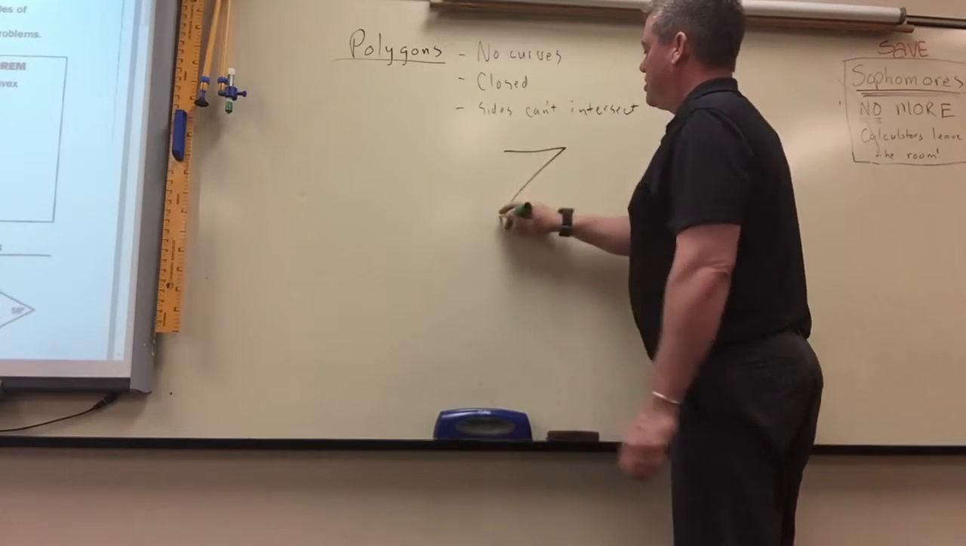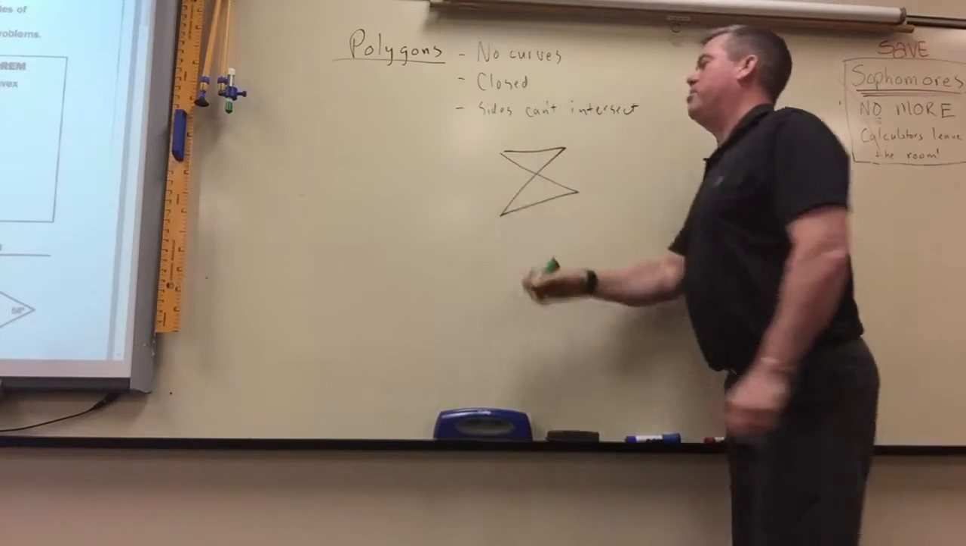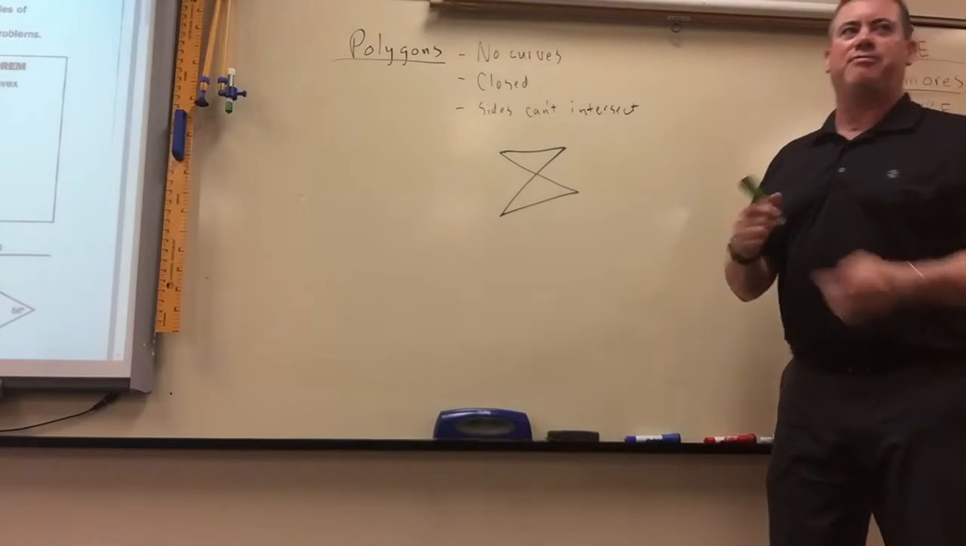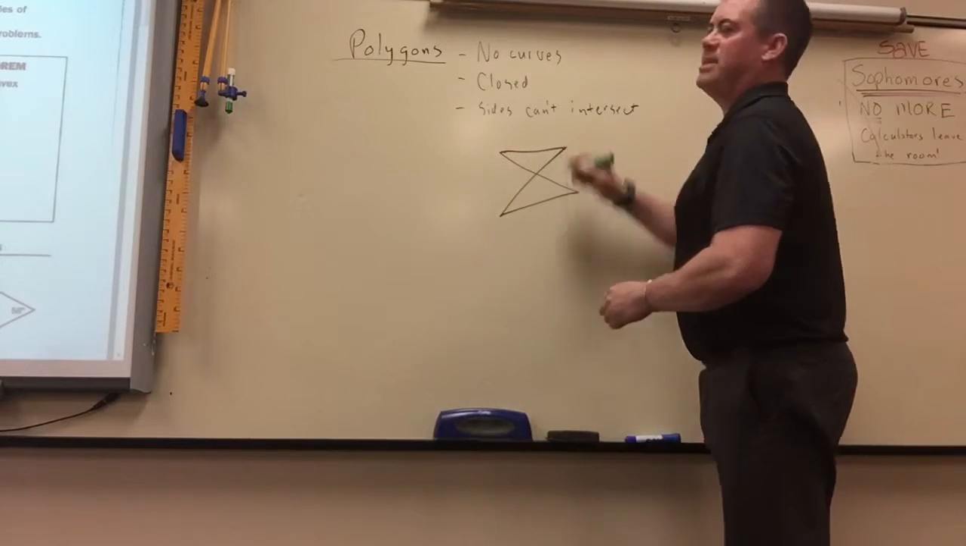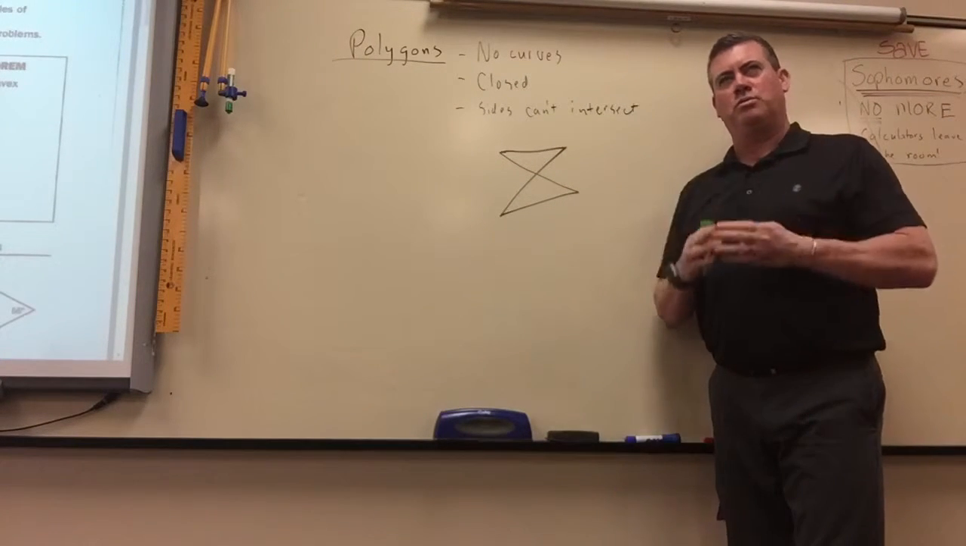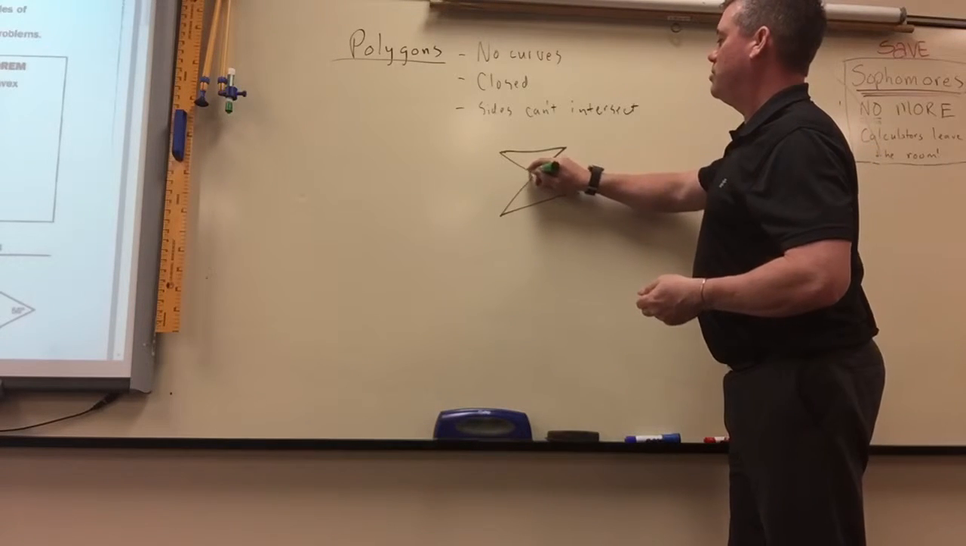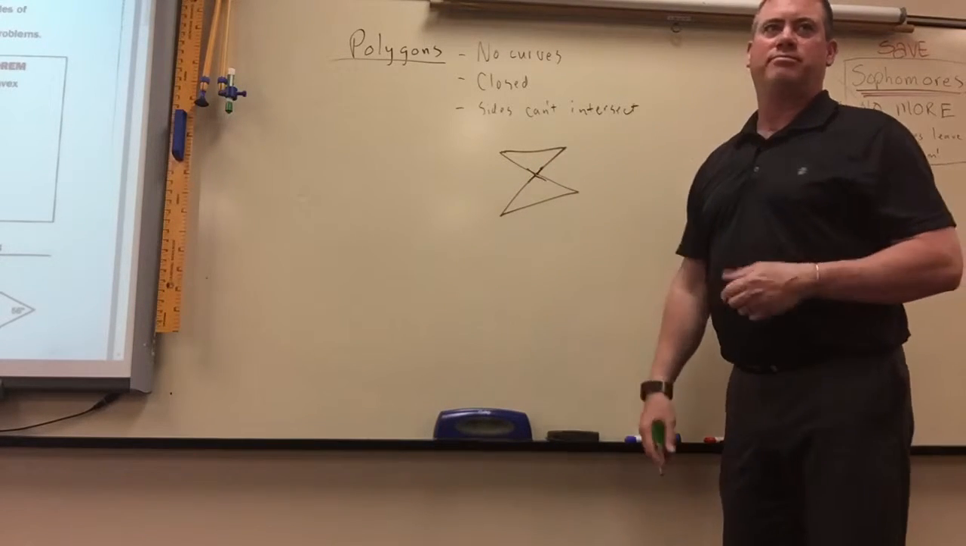So like this is not a polygon because they intersect right there. The actual definition is every vertex has to have just two rays coming out of it. So at this vertex there's 1, 2, 3, 4. Okay?